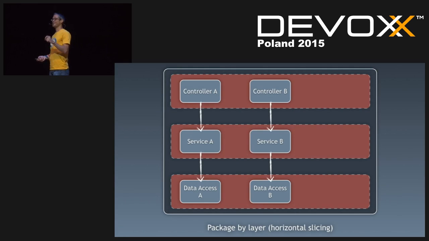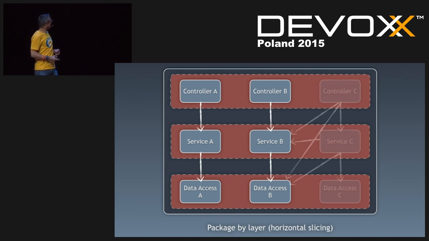We all know how this pans out, don't we? So we have feature set A, feature set B, and we need to add C. And C needs bits of A and bits of B. What do we do? Probably something like that.